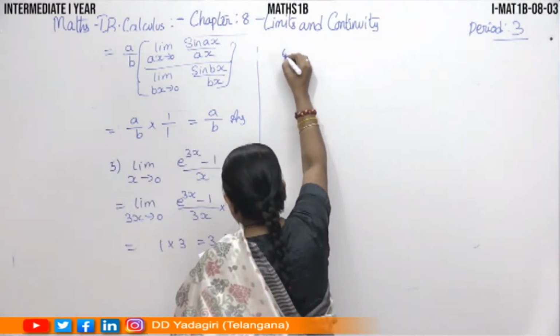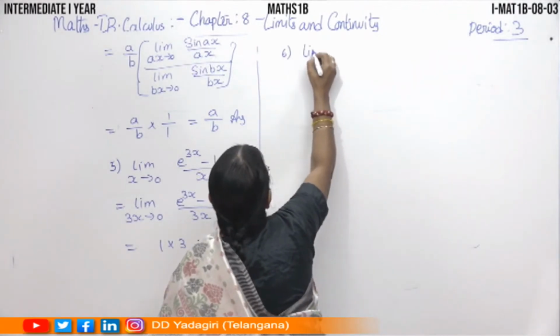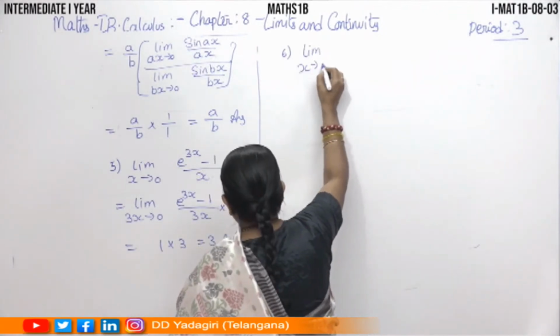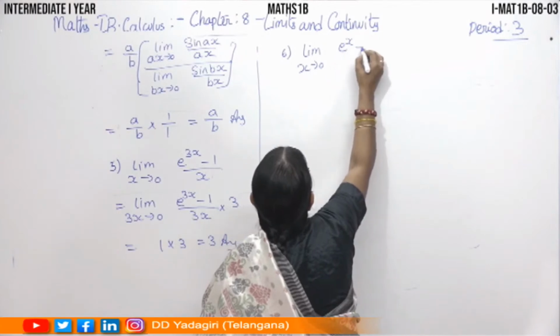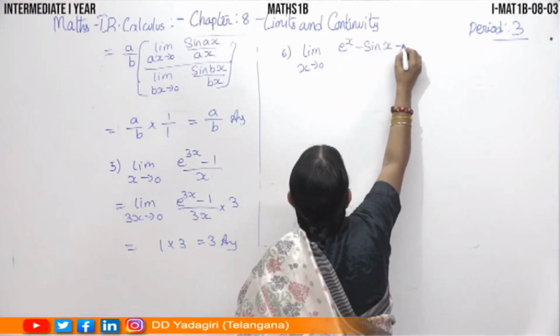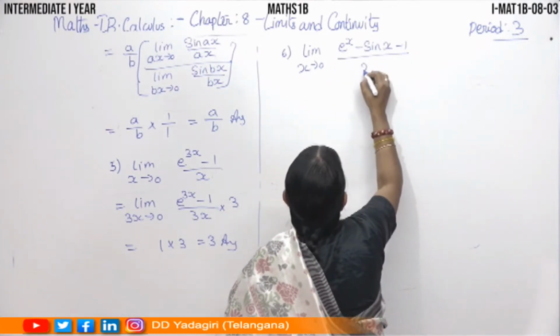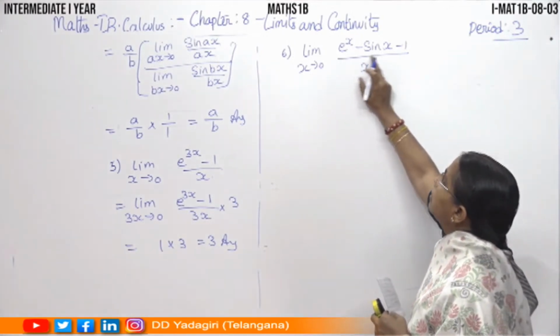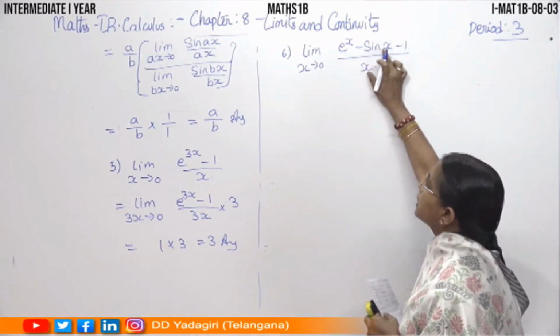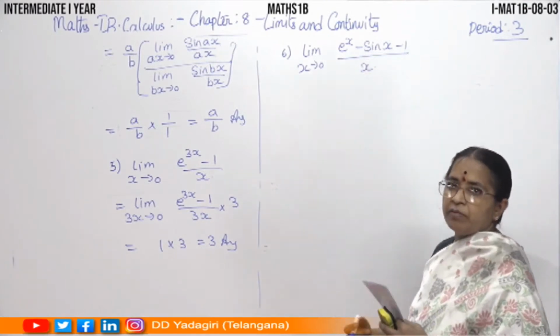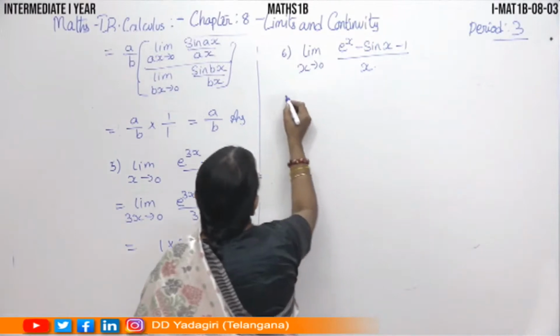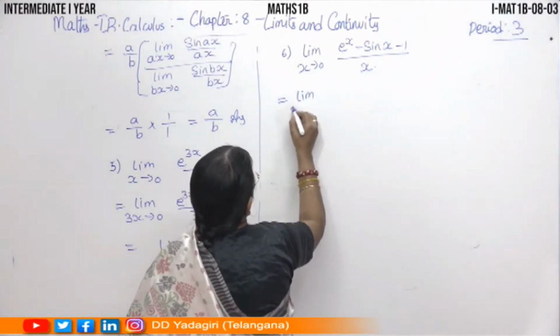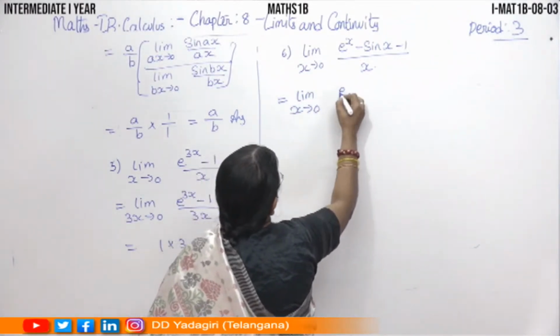Okay, next, 6th problem. This is again very important. Limit x tending to 0 of e power x minus sin x minus 1 by x. Again, when you substitute 0, it is e power 0, 1 minus 1, 0, and sin 0 is 0, so it is a 0 by 0 form. So again you must do something here. What is our standard limit? E power x minus 1 by x.